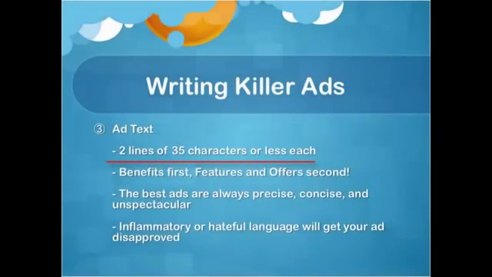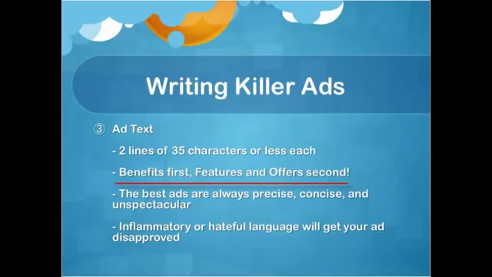Google gives us 2 lines of text, each with 35 characters or less, to further convince our customers to click on our ad and buy from us. This is your time to shine, to really let your personality and the uniqueness of your product come through. The absolute cardinal rule for your 2 lines of text is to use the first line for the benefits of your product or service and the second line for the features and offers.